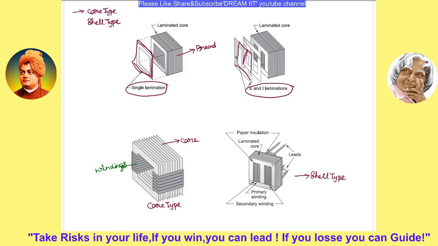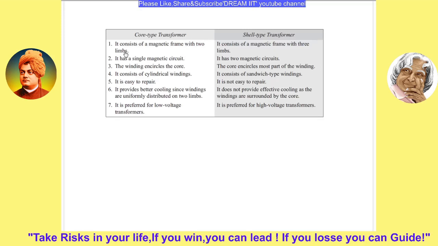But in the shell type, first you will have the windings, that is the primary winding, shown here, and the secondary winding, shown here. First you will have the windings themselves. Then on the windings you are placing the magnetic core. That is the difference between core type and shell type transformer. Which is used where, I have written the comparison here, the different types of transformer, and we are going to compare the core type transformer and shell type transformer.